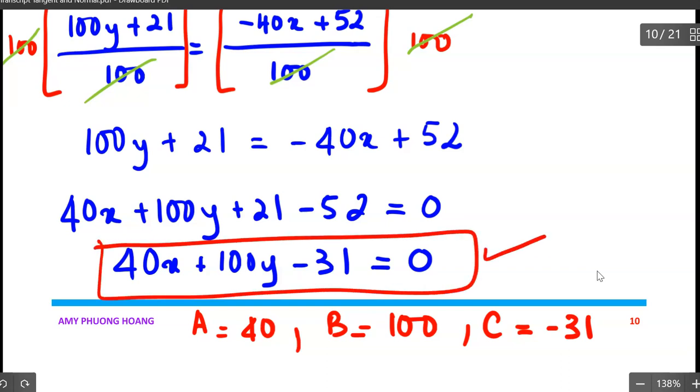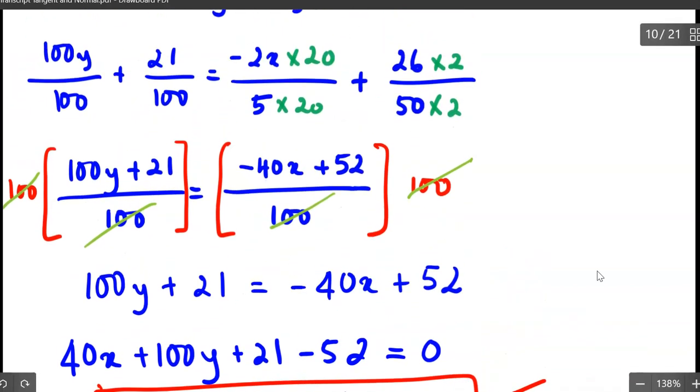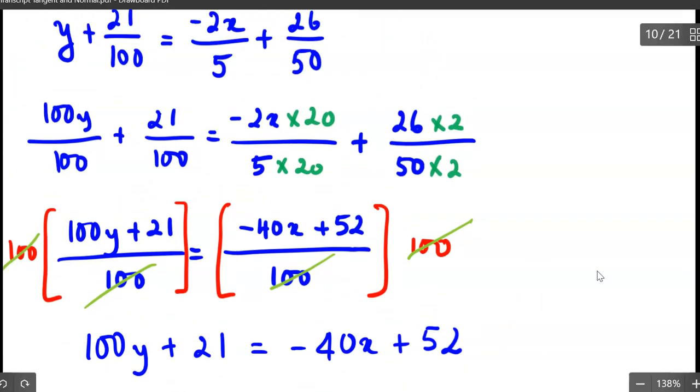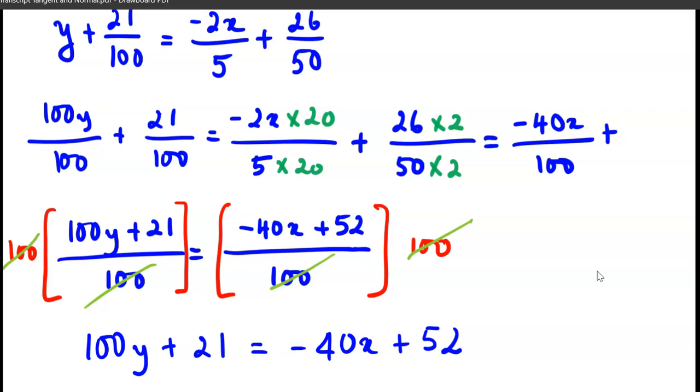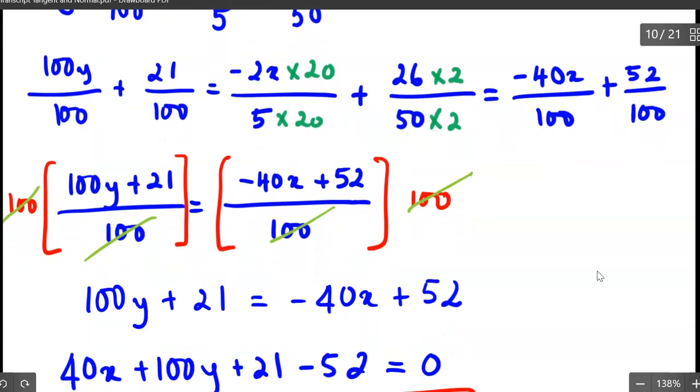Okay, so I think I should write a step right here so that everyone will know. So negative 40x over 100 plus 52 over 100. Okay, so I just want to write that step down. Then from here, you can see that this is actually, in fact, this line, and this is actually what I got from here.